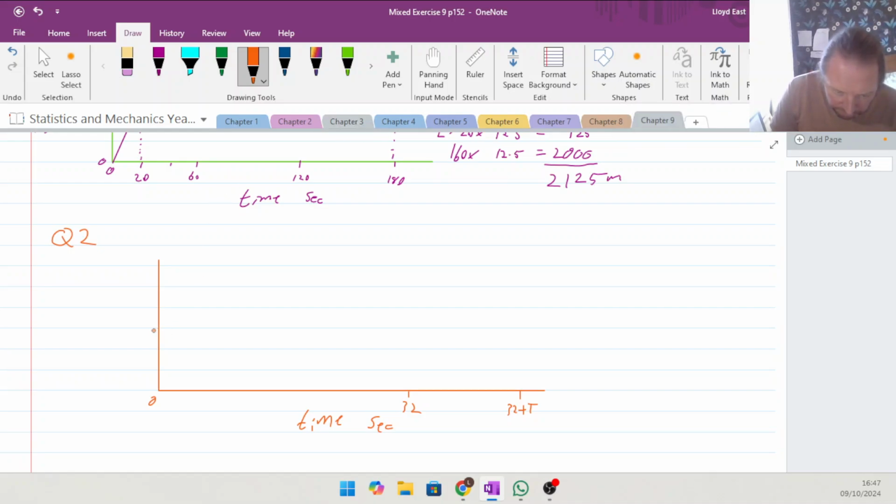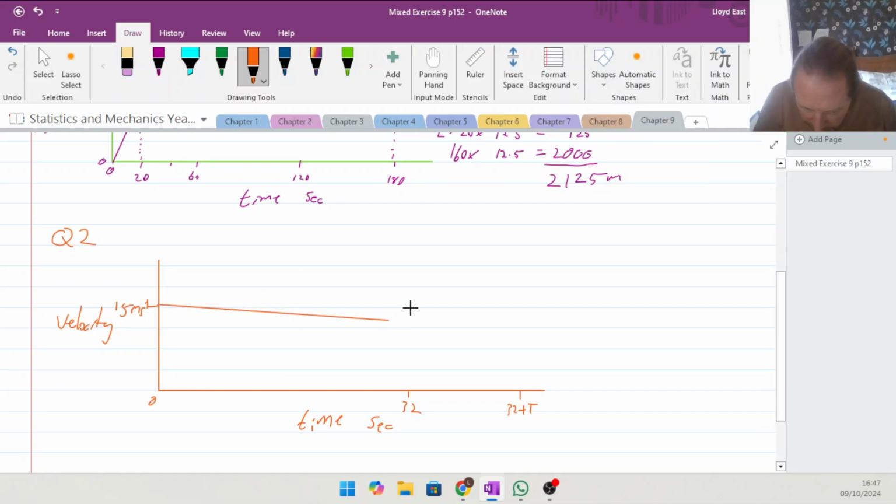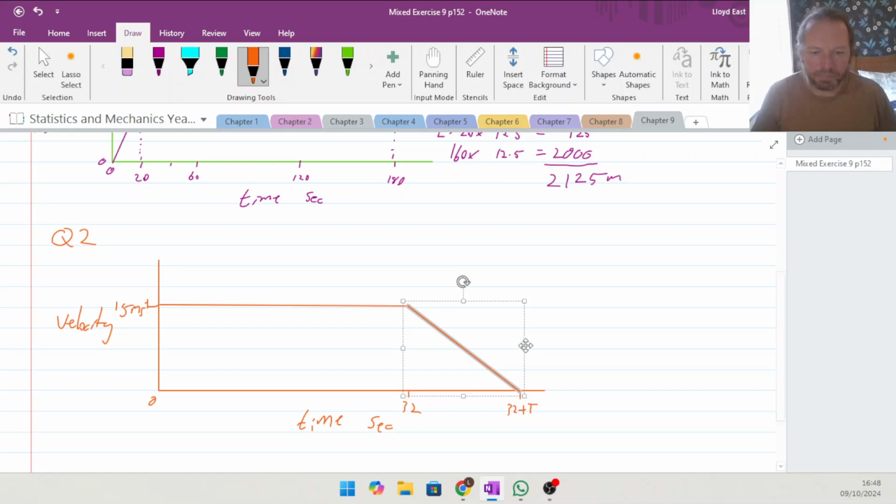Traveling at 15 meters a second, so we'll have 15 meters a second, and we'll have velocity. Okay, and so we just have a line come out here to 32, and then another line come from that endpoint down to here, coming to rest.